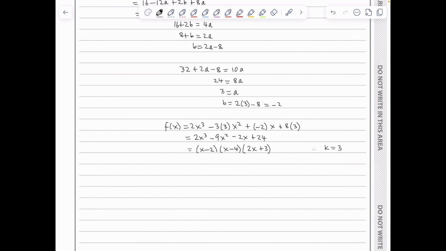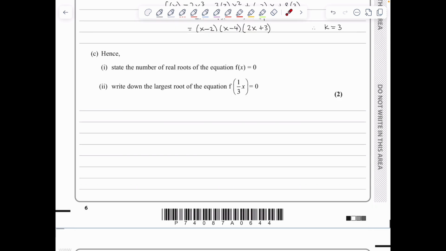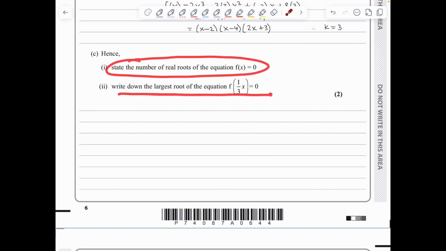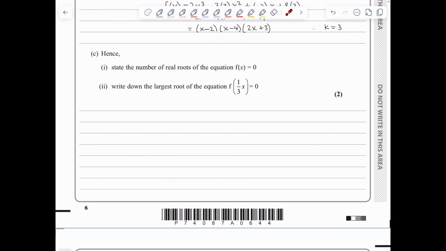equal to 3. In part C, we're asked to state the number of real roots of the equation f of x is 0 and write down the largest root of the equation f of a third x is equal to 0. Now for the first part, f of x is 0, using the factorized form here, we can see that we've got x minus 2 being 0, or we have x minus 4 being 0, or we've got 2x plus 3 being equal to 0.